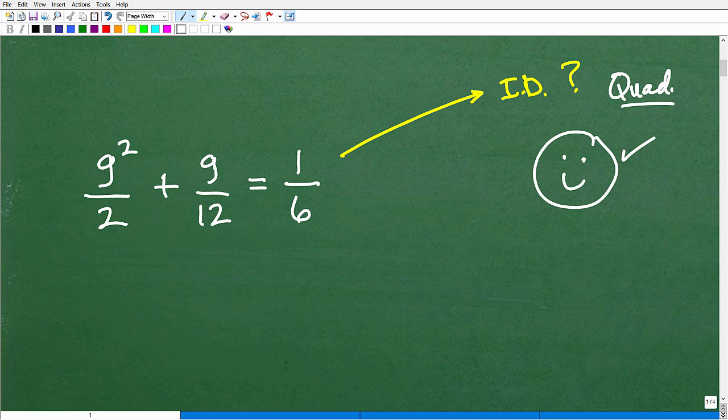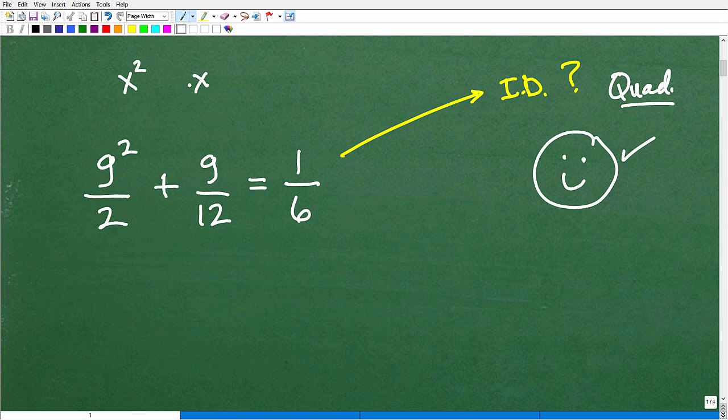Now, I am using the variable g here. Some of you are like, oh, what about x squared? Does it have to be x? No, no, no. As long as you have a variable squared, that's what really defines a quadratic. So we're using the variable g. No big deal. It's the same thing as if you were using a variable x. Perfect.